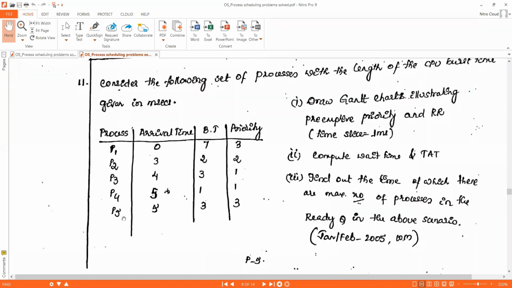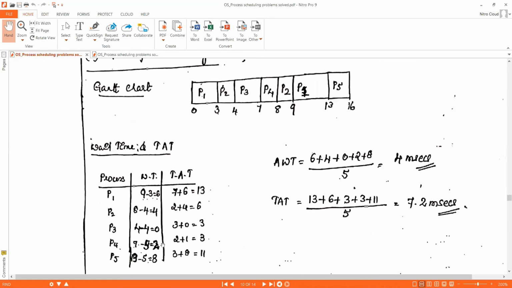Okay, next for process 5. Process 5's burst time is 3 milliseconds and its waiting time is 8 milliseconds. 3 plus 8, it is 11 milliseconds, the turnaround time.